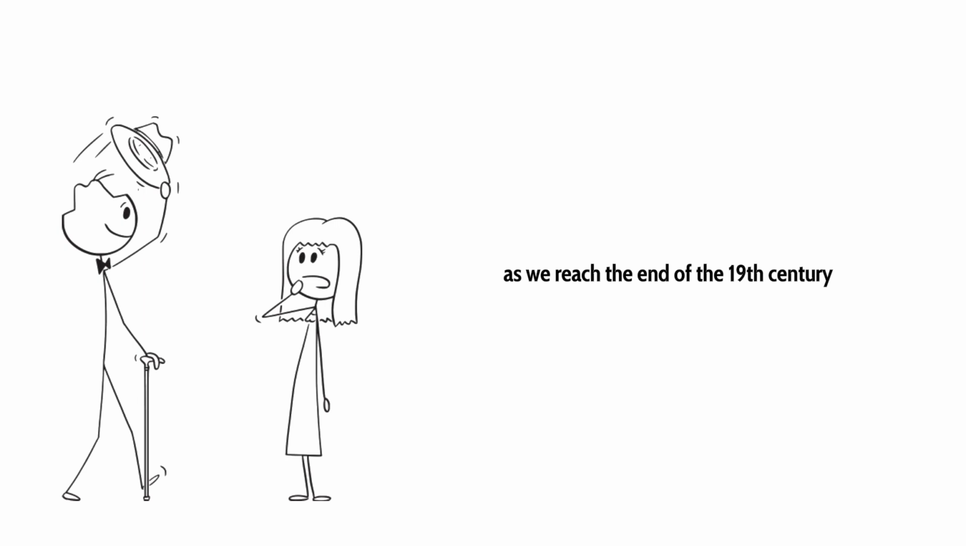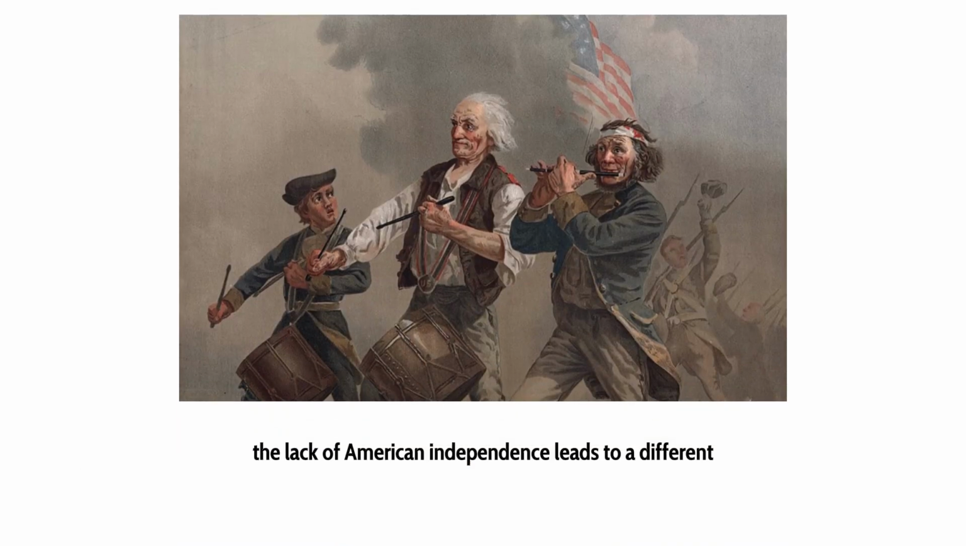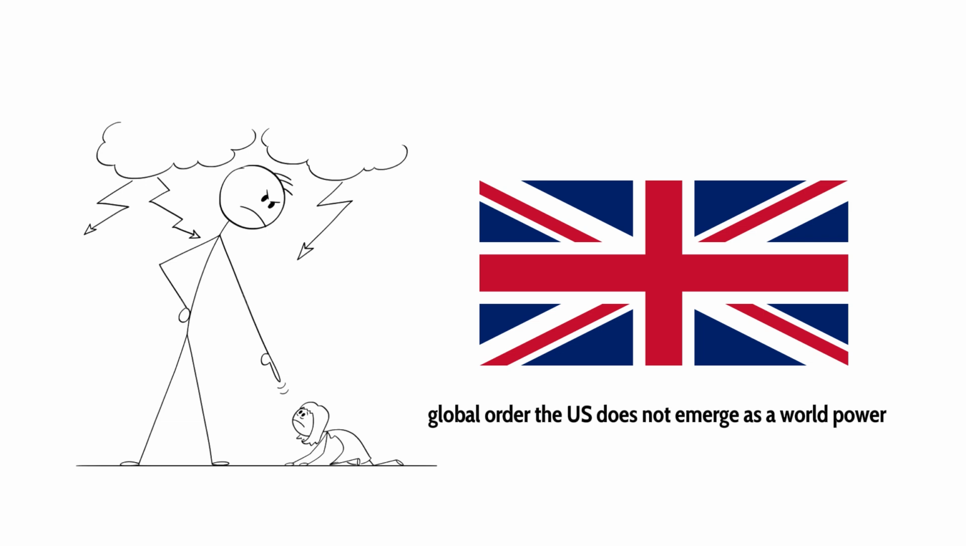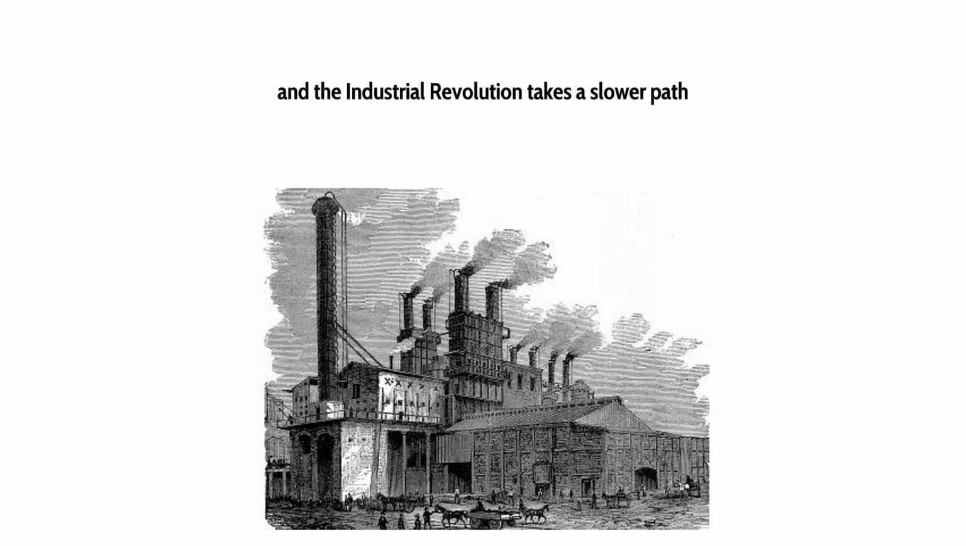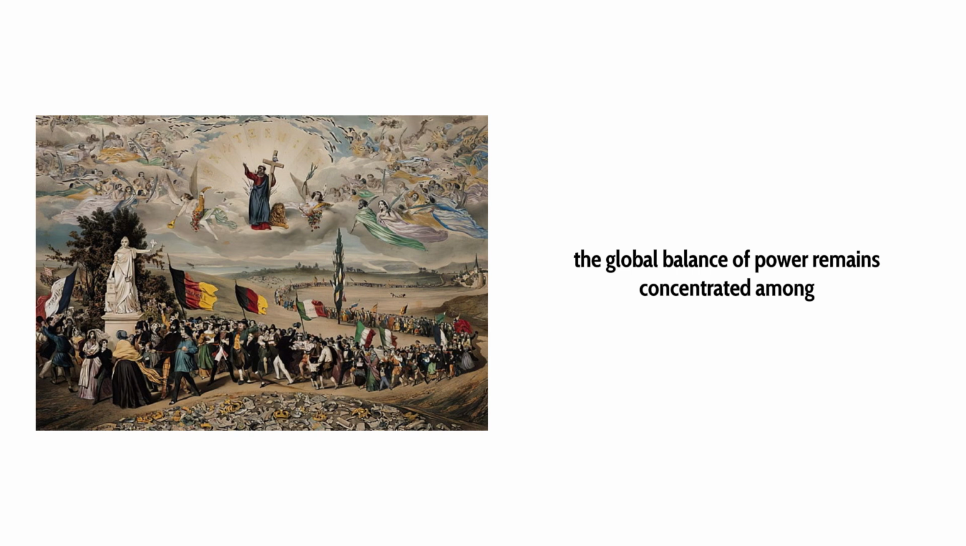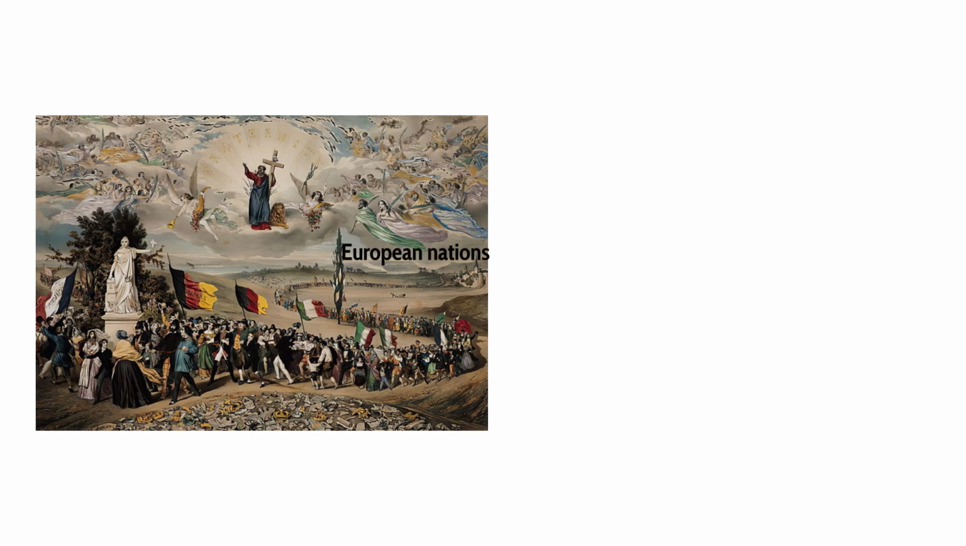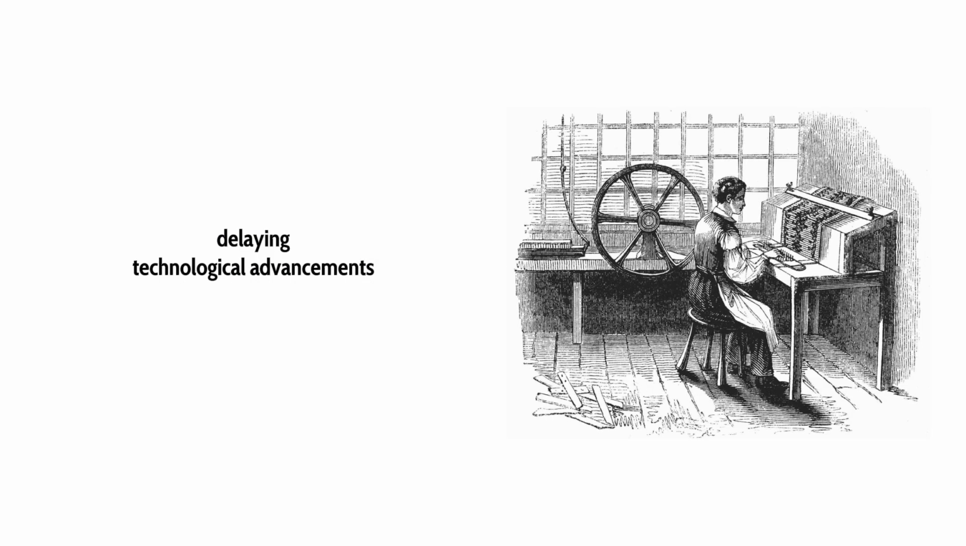As we reach the end of the 19th century, the lack of American independence leads to a different global order. The U.S. does not emerge as a world power, and the Industrial Revolution takes a slower path. The global balance of power remains concentrated among European nations, delaying technological advancements and economic growth in North America.